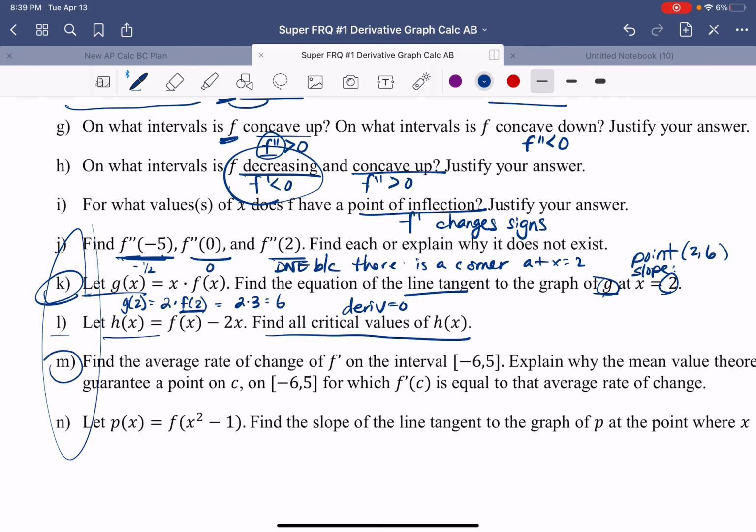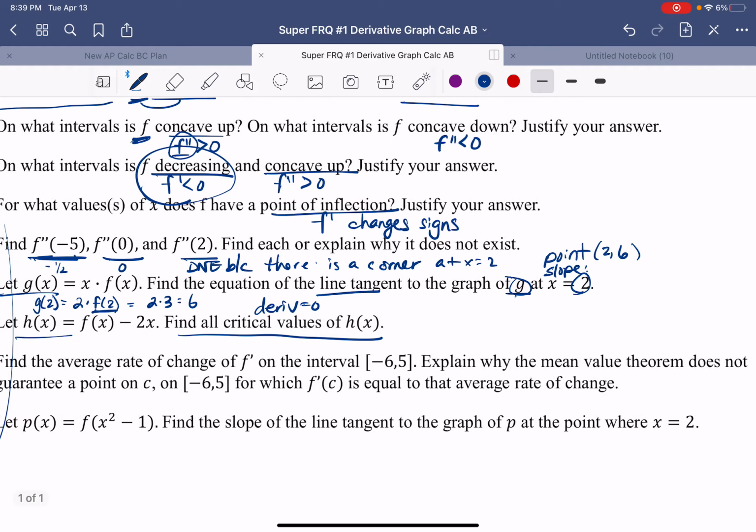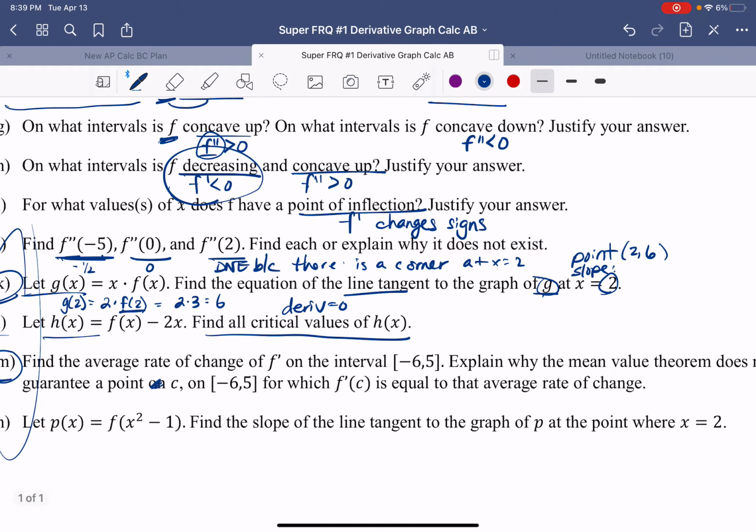Okay, now look at part M. Find the average rate of change of f prime on the interval from negative 6 to 5. Explain why the mean value theorem does not guarantee a point C on negative 6 to 5 for which f prime of C is equal to the average rate of change.